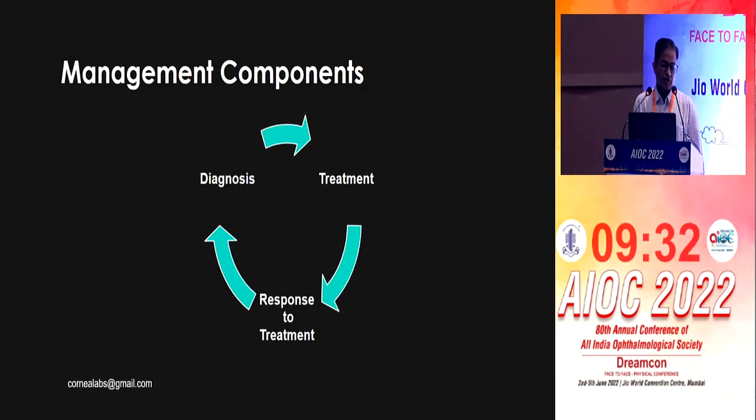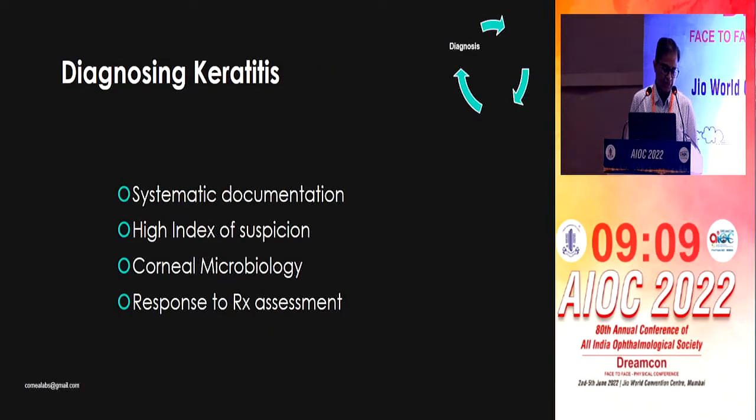In any case of keratitis, there are 3 management components. I will include all these in starting the treatment because all these are interrelated. It's actually a cycle which goes on and on. So you make a diagnosis, you start treatment, you see the response to treatment, and then again reassess your diagnosis. I'll just deal with one cycle because we are going to deal with the starting of the treatment.